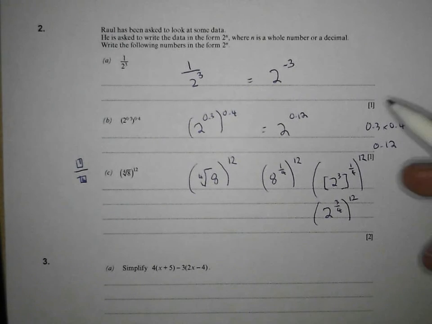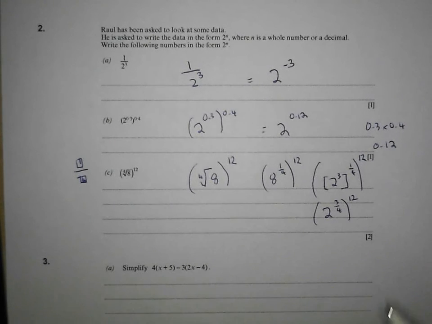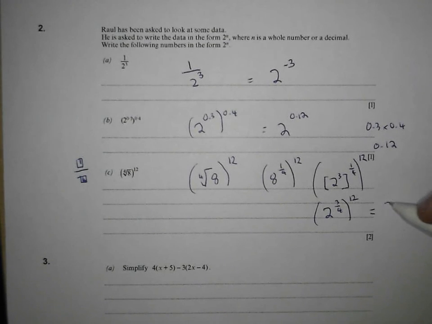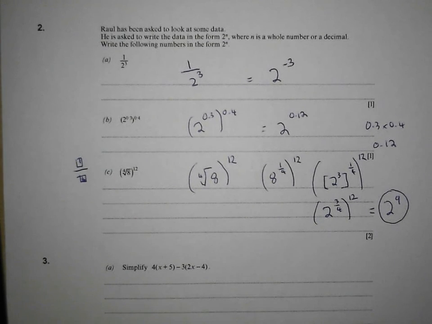And now I'm not too bad, because that's the same way that I need to do this one. 2 to the power of 3 quarters, all to the power of 12. Multiply those together. So 3 quarters times 12, otherwise known as 3 quarters of 12. Well, I reckon 1 quarter is probably 3, so 3 quarters is going to be 9. So you end up with 2 to the power of 9. That was a tough one to finish.